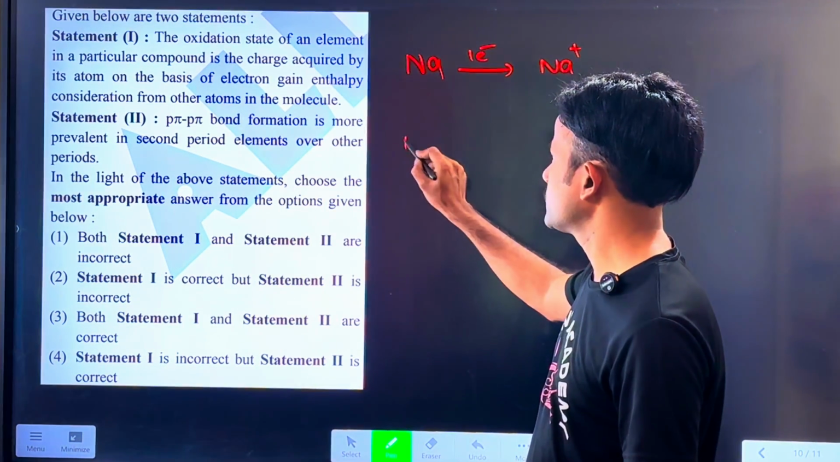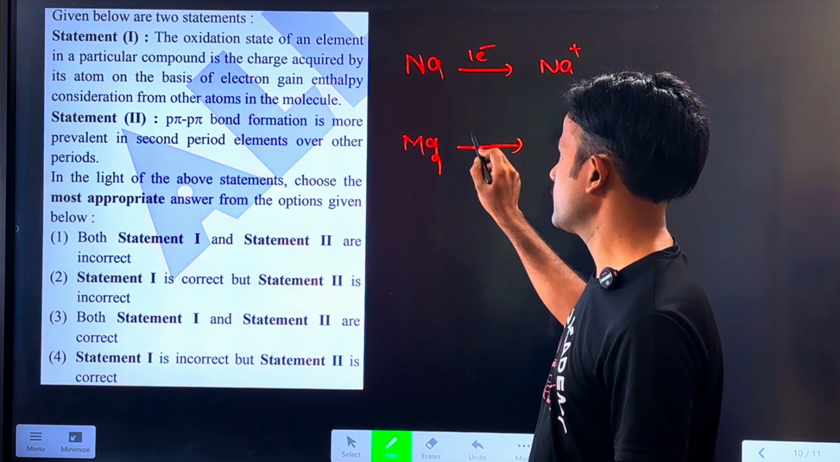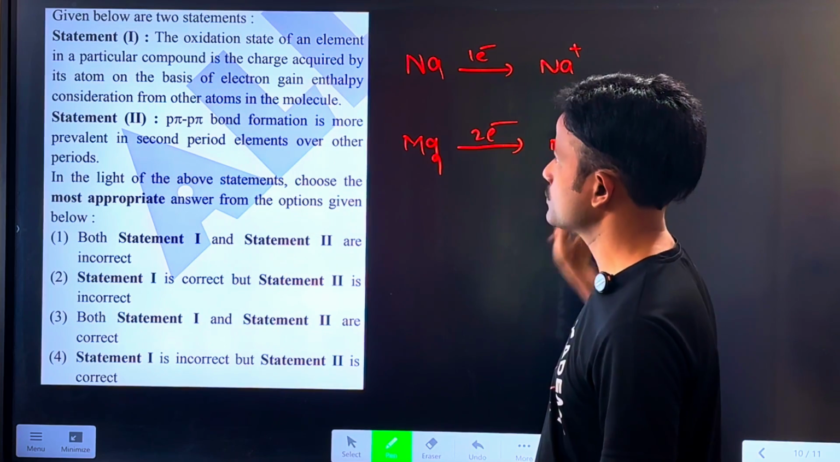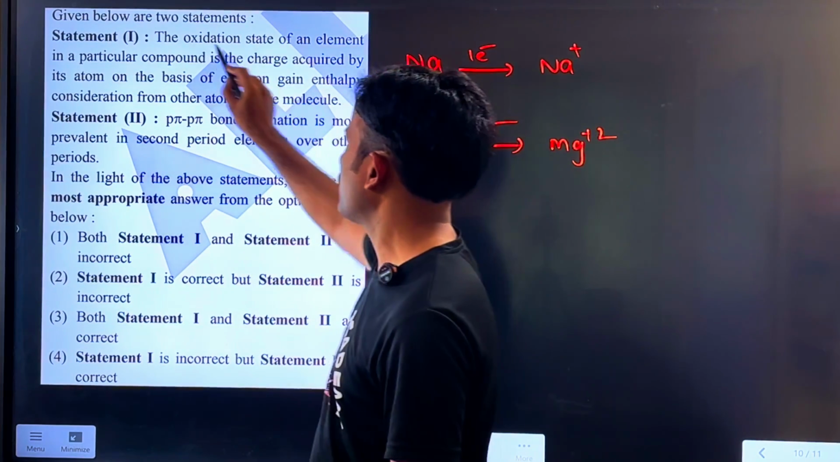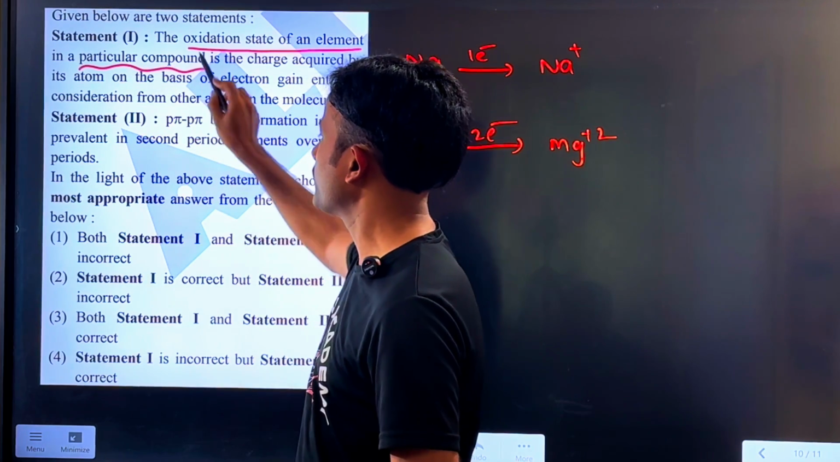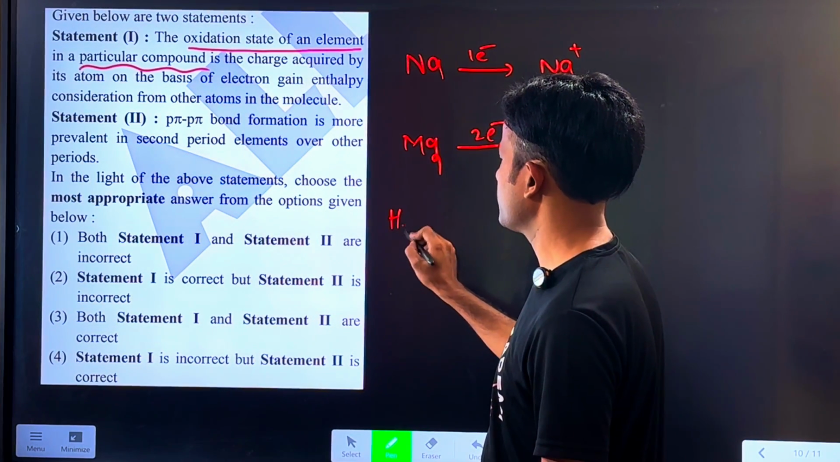So now you see, what is the oxidation state of magnesium after losing 2 electrons? Then magnesium will get a plus 2 charge. But here it is given that the oxidation state of an element in a particular compound, you take any compound, for example H2SO4.